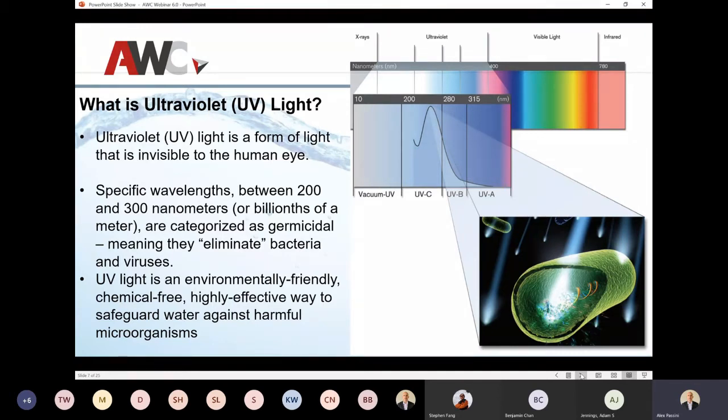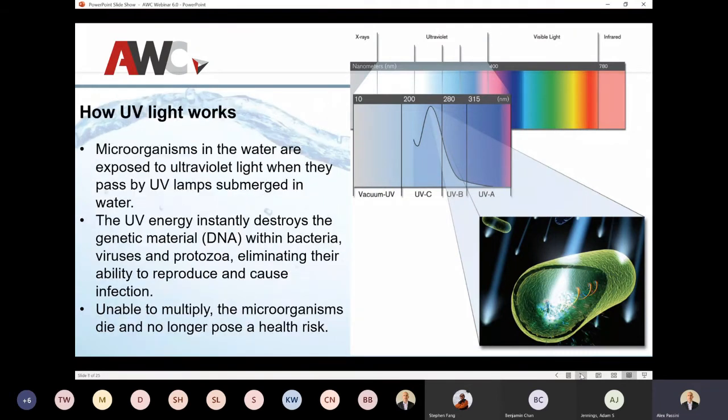Now, why is it preferred in the field? It's because there are no chemicals involved. We're not adding anything to the water. The key thing is that we're not adding anything to the water, and we're not eliminating anything from the water. All we're doing is inactivating contaminants, in this case, pathogens. You'll notice that we're going to be using the word inactivate, and we're not going to say kill, and we'll get into that here in the next minute.